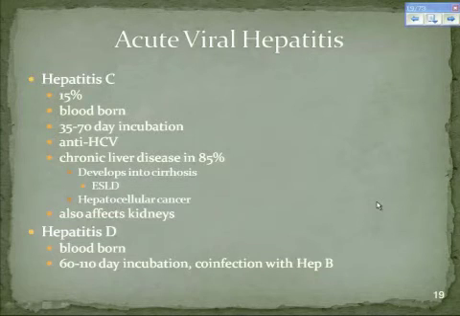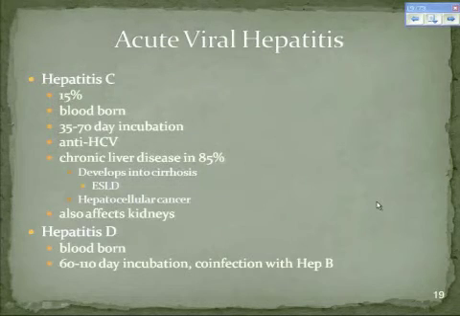Hepatitis C is 15%, which is bloodborne. We used to call it non-A, non-B, but now we have the name hepatitis C because we didn't know there was also a D at that point, so now we have C and D. This one has a short incubation period of 35 to 70 days, and the main marker is anti-HCV, for hepatitis C virus. Chronic liver disease occurs in 85%, and many of them develop into full-blown cirrhosis.